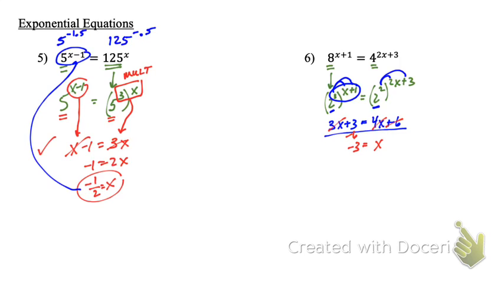Now let me show you something when you plug in -3. When I plug in -3, I get 8 to the -2nd power over here. And over here I'll get 4 to the -3rd power. But now remember, 8 is 2 cubed. So this is 2 cubed to the -2nd. And 4 is 2 squared. So it's 2 squared to the -3rd. Now notice that that's a -6. That is a -6. So I know that my solution of -3 is correct.